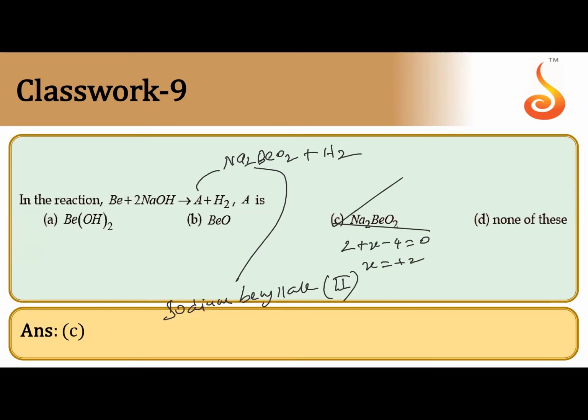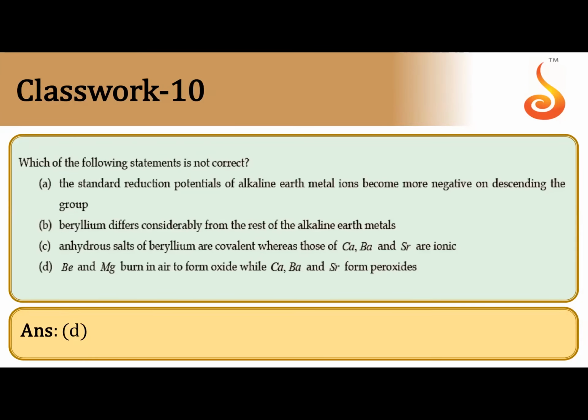Next slide. Which of the following statements is not correct? Standard reduction potentials of the alkaline earth metals becomes more negative on descending the group. Excellent. This is a great statement, because if you take lithium... Actually, children, this is a wrong statement. This is also one of the answers.